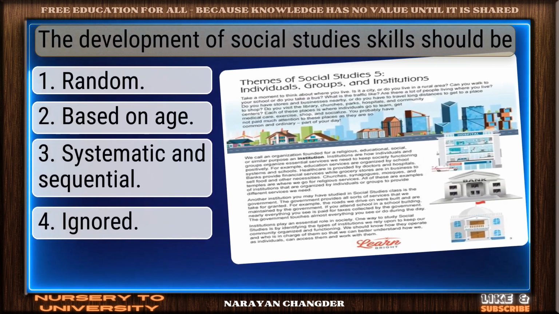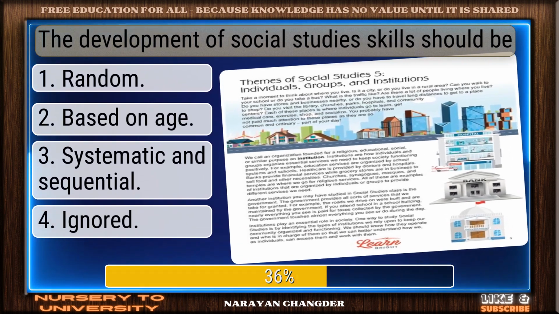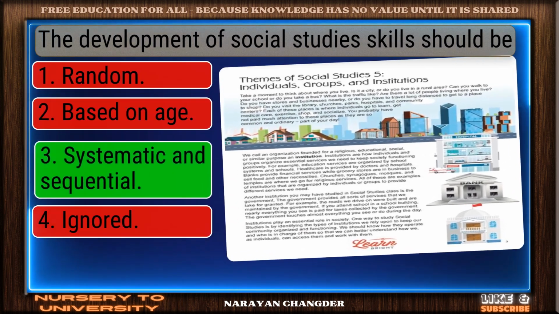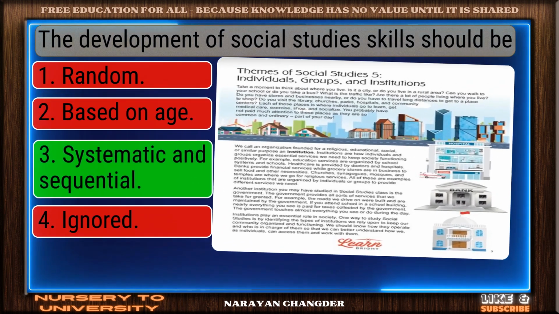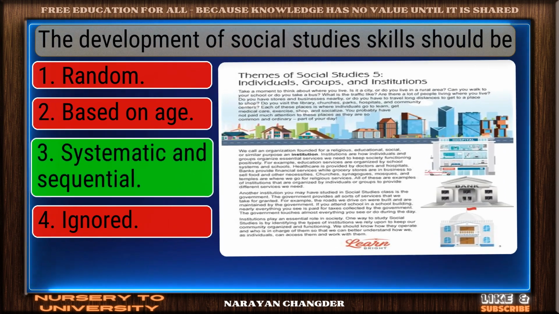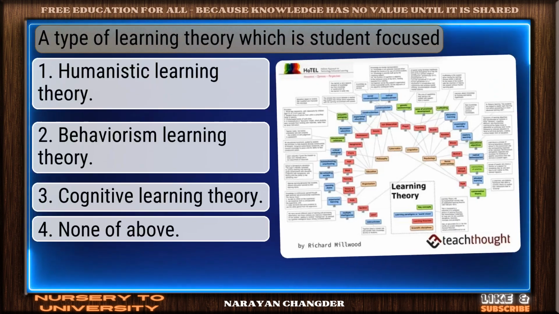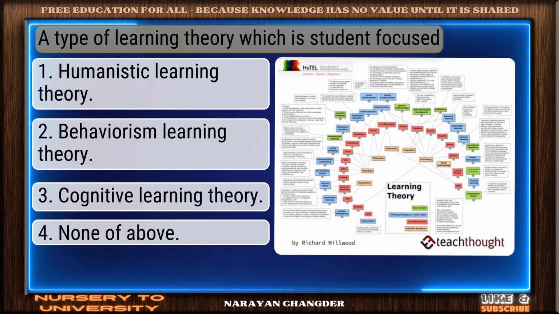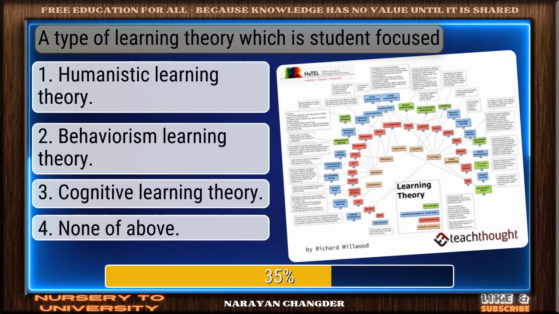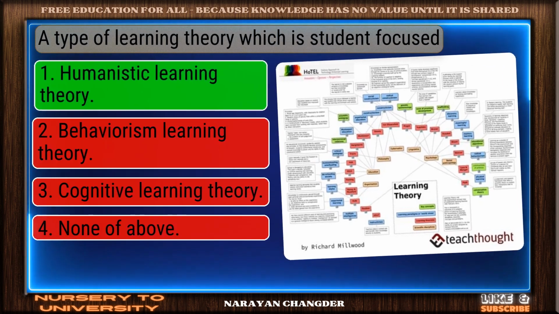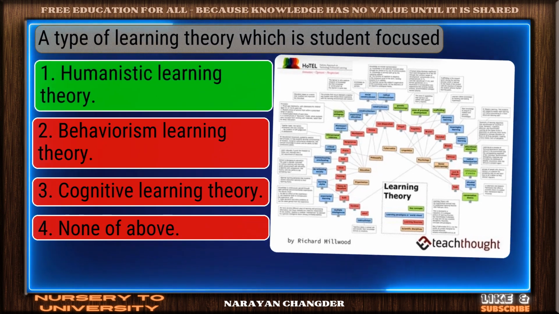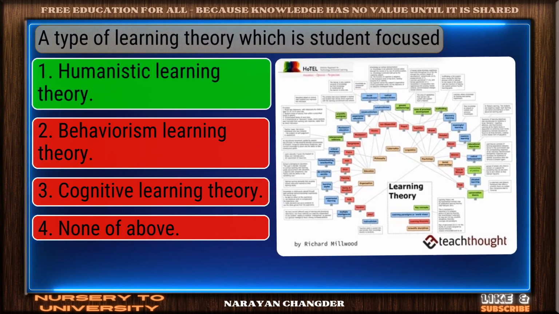The development of social studies skills should be. Strong choice. Systematic and sequential is the right answer. A type of learning theory which is student-focused. Excellent. Humanistic learning theory is a brilliant choice.